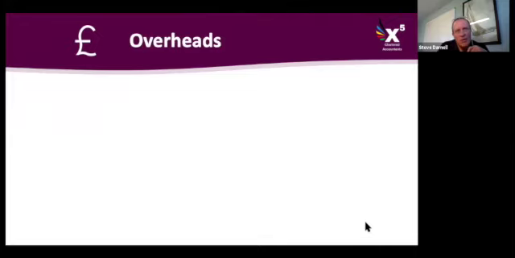Overheads is another interesting one. I'll talk about utilities. I've got a good friend who used to run a print business, and one of their overheads was utilities. And they did what everybody else does, what I always used to do, which is every year I just take up what's my RPI, and I'll increase my overheads from last year by RPI, and I'll assume that's the right number for next year. Is that smart?